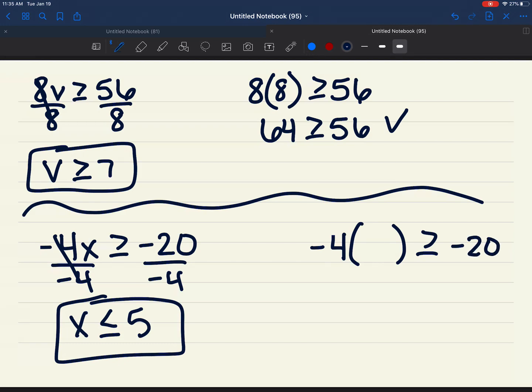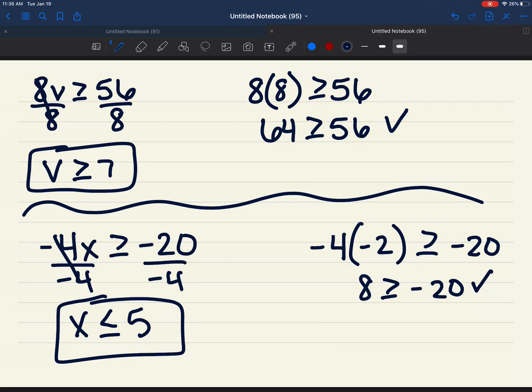Tell me what you want to plug in for x, Jace. Yep, any number less than 5. Negative 9,800. Oh, now Jace, pick something simple. Jace, just pick a simple one-digit number. Negative 2. Okay. Jace, what's negative 4 times negative 2? Is 8 greater than or equal to negative 20? Yes, it is. Okay, so that checks.